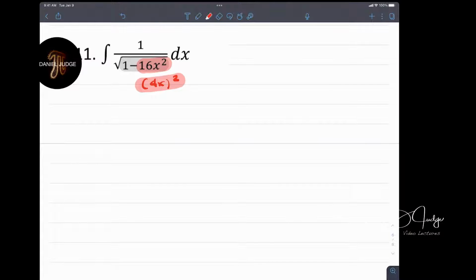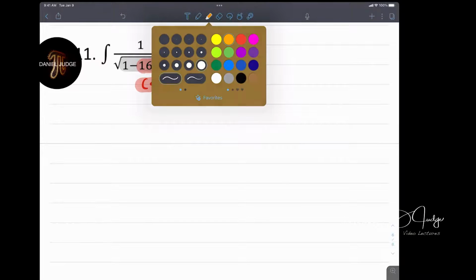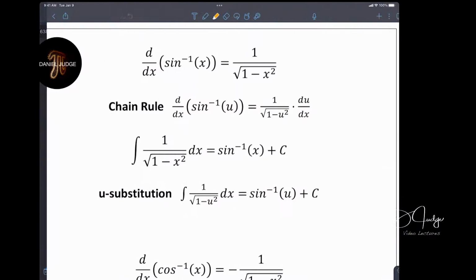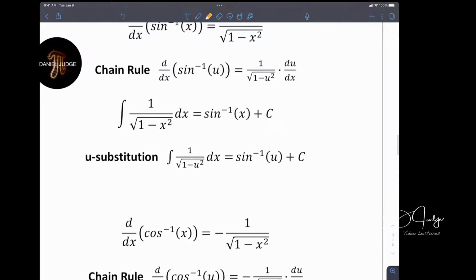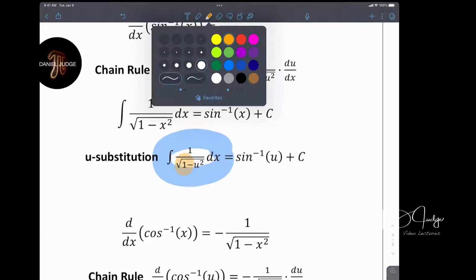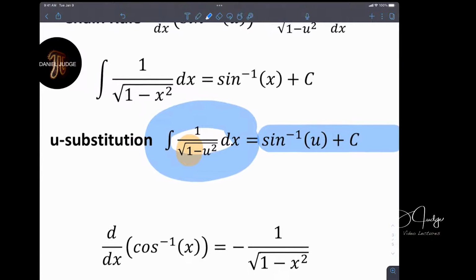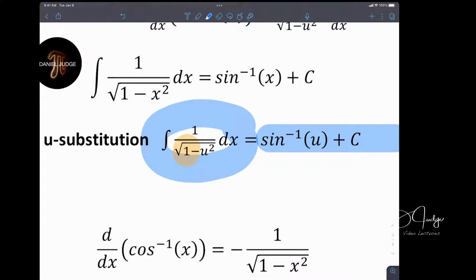Okay. Now what's important to note is that this is the number 1. So you might say, why is that important? Because this is going to look exactly like what we need here. This is the integral of 1 over the square root of 1 minus u squared, and that's inverse sine u plus c. So this is the formula that you use. It's a u-substitution version of the formula on top. So that's what we're going to use, inverse sine u.